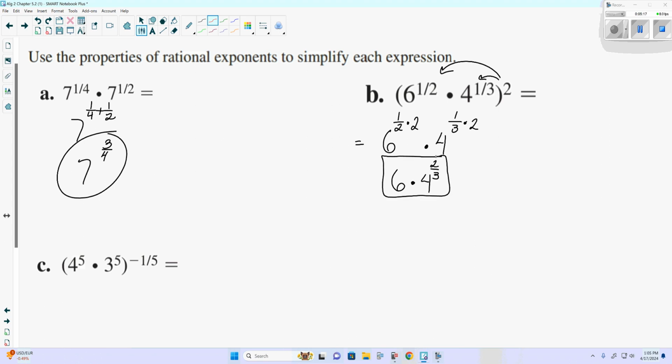And that's as far as it goes, because our 4 to the 2/3, the 3 in the bottom of that fraction is a cube root. We'd have to find something that times itself 3 times would give us 4, which doesn't work. We could do 2 for the 1/2, because our square root does work with 4. Cube root does not. So 6 times 4 to the 2/3. That's it, as far as we have to take it. Questions on A and B? Let's look at C.